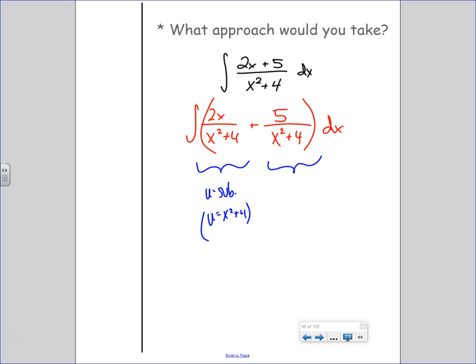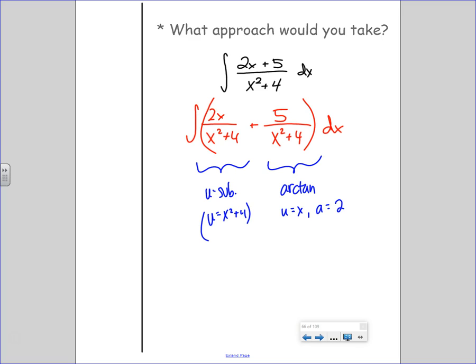Oh, you guys don't see it? It's arctangent. Arctangent, u squared plus a squared. It'd be 5 arctangent, that would be on the outside, right? Okay, u squared plus a squared.